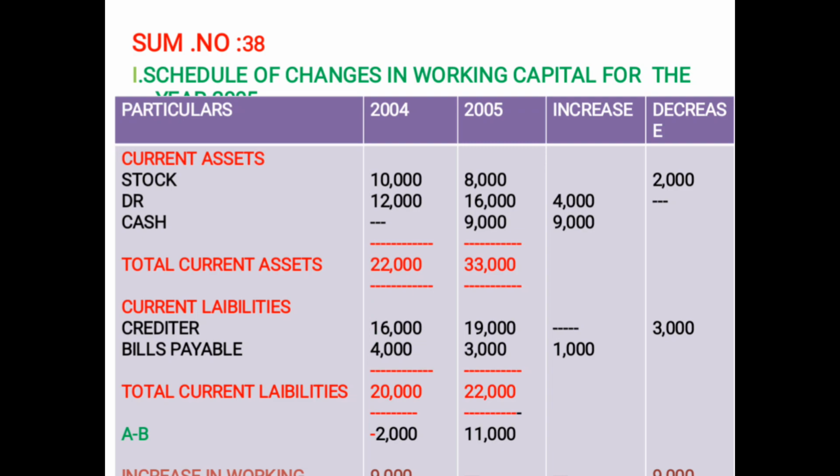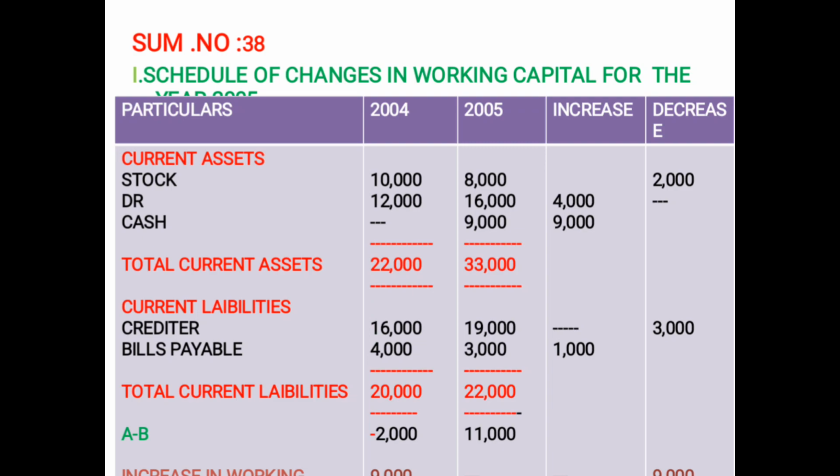For the years 2004-2005, current assets stock last year 10,000, this year 8,000. So 2,000 is the decrease. Debtors last year 12,000, this year 2005 16,000. So 4,000 is the increase. Cash 2004 nil, 2005 9,000. So 9,000 is the increase. The total current assets 22,000, 33,000.